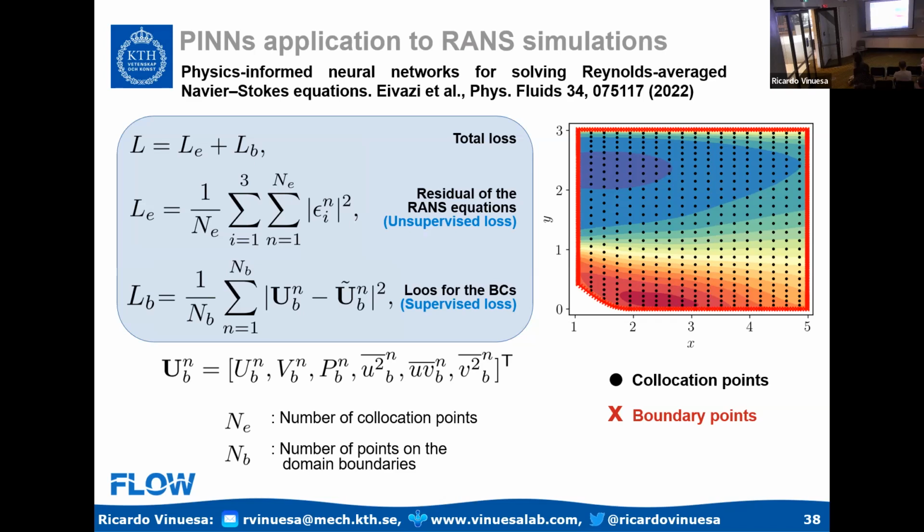But the main takeaway message here is that we are solving from the RANS equations the mean flow, the pressure, and the Reynolds stresses. So that's everything that we solve at a cost similar to that of a RANS simulation because the mesh is coarser. That's the main idea for now.